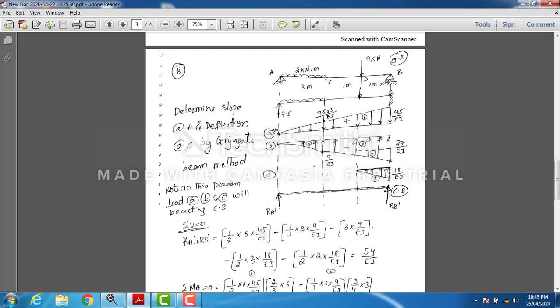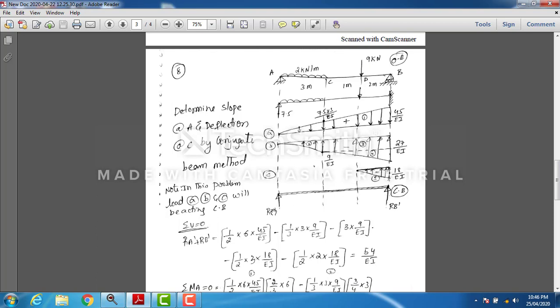After converting the reaction into load, we will get 3 loads. For 3 loads we have drawn 3 M by EI diagrams. Here I am drawing a conjugate beam of the same span as the original beam. This conjugate beam is subjected to the M by EI diagram as a load. So we have 3 M by EI diagrams acting as a load on this conjugate beam.